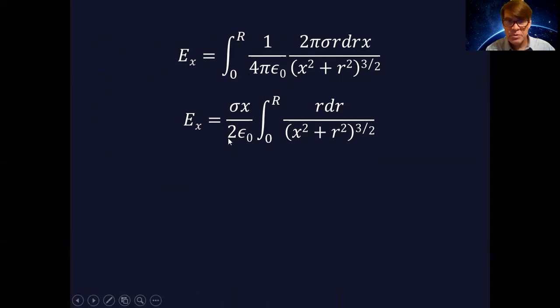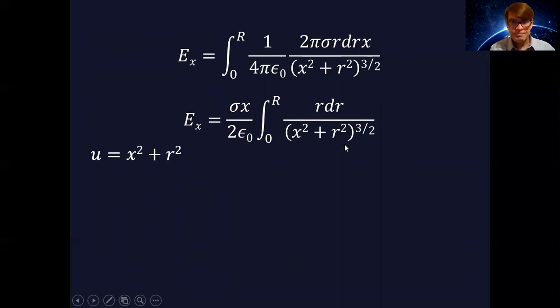2/4 is 1/2, so there's a little cancellation there. Pi divided by pi is 1, so no more pi. Epsilon naught pulls out as a constant. So we pull all the constants out, and then we're left with this. Again, remember, x is not a variable. r is the variable here.